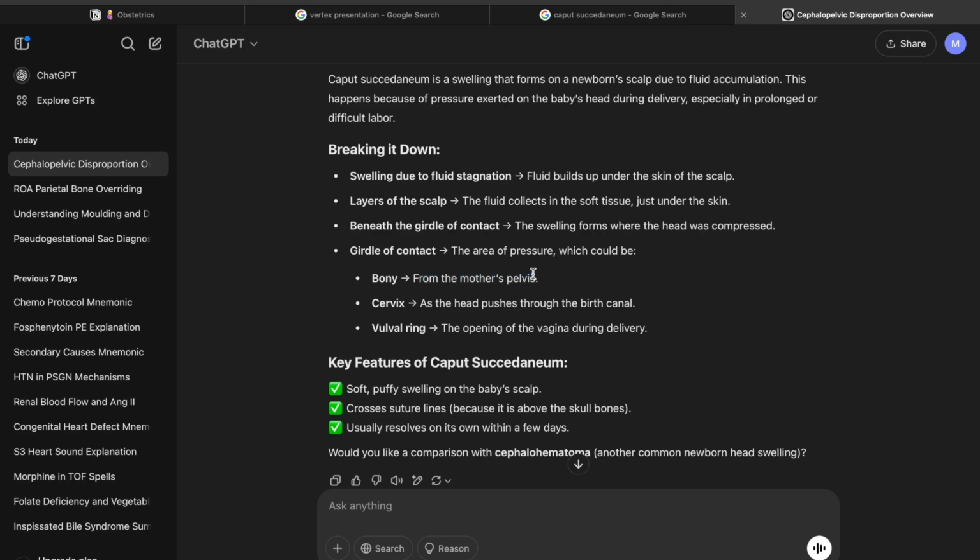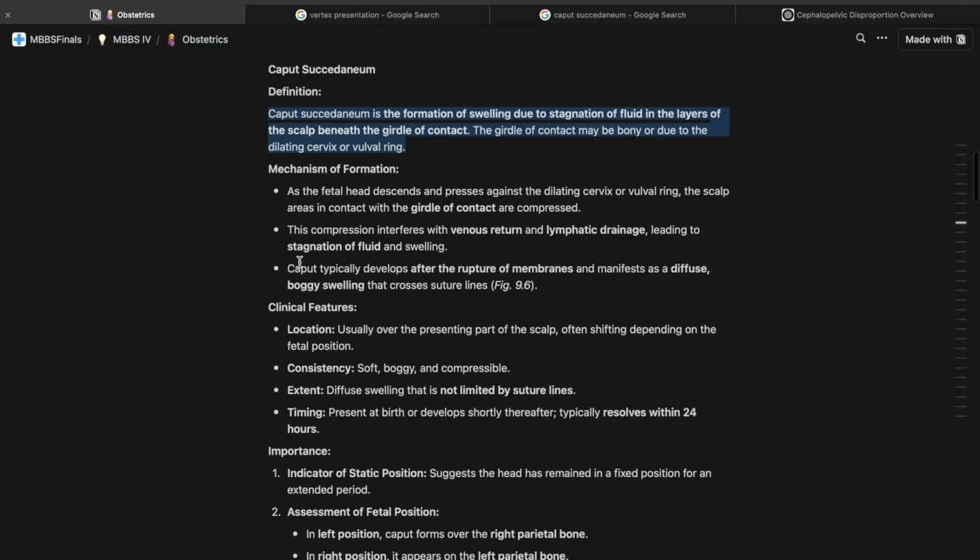Bony, the mother's pelvis. Cervix, as the head pushes through the birth canal. Vulval ring, the opening of the vagina during delivery. See how it could have been written in a simpler fashion, but no, it is supposed to be hard. Okay, fine. Mechanism of formation.